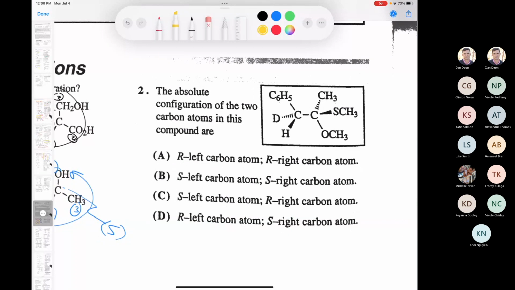Question number 2, the absolute configuration. You've got 2 chiral centers. We'll start with the one on the left. On the left, we have the hydrogen atom in front. It's going to be the lowest priority. So we're going to put a 4. What the heck is D? Okay. Could anybody answer that for me? What does D represent? Does anybody know what D stands for?